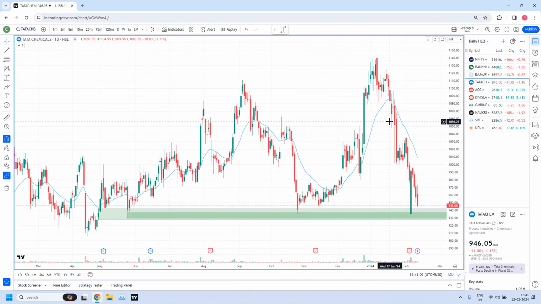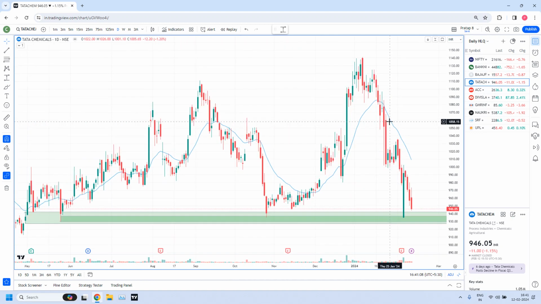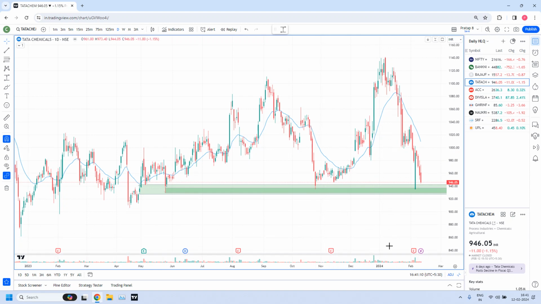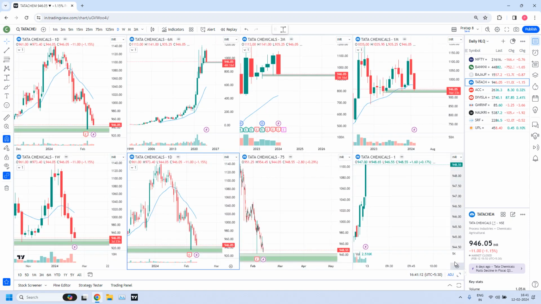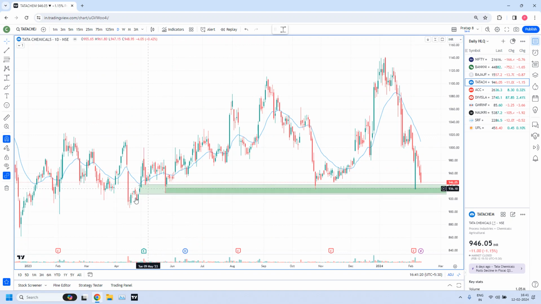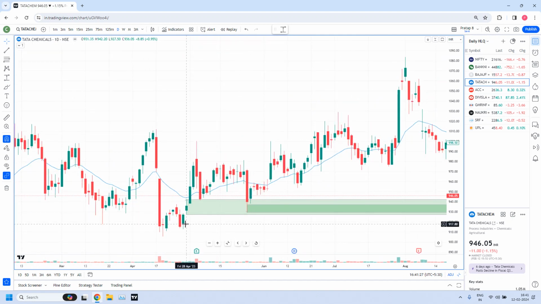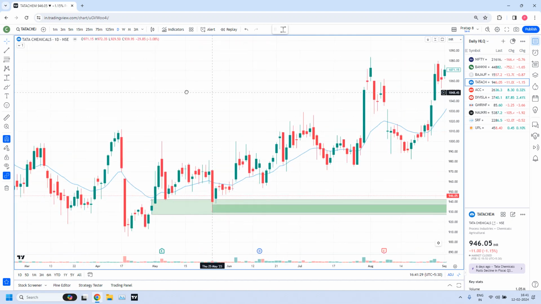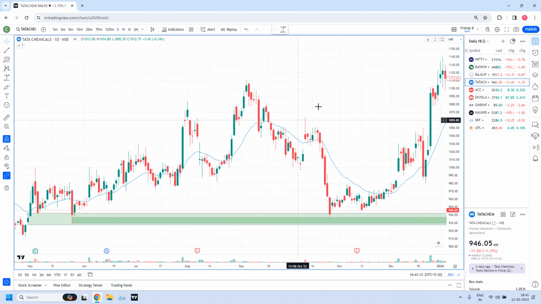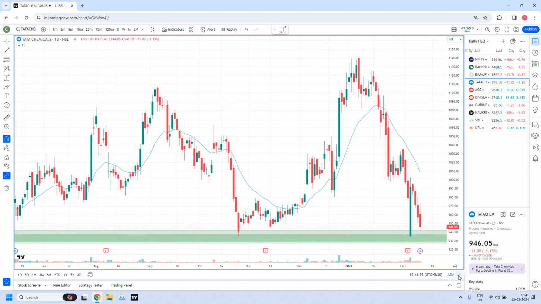Next one is Tata Chemicals. In Tata Chemicals, we didn't plan a trade. The reason is this zone is not good in the 5 minutes area. See, this is a daily zone. We have a rally, base, rally. So inside this, we fine tune to 75 minutes.